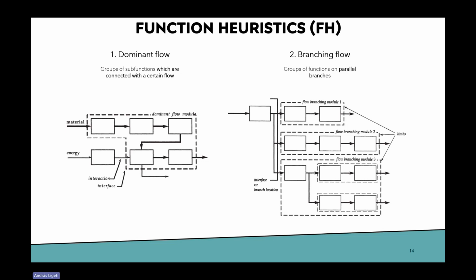The second one is the branching flow. It means that you have branches of flows, parallel branches. So here is one branch, here is another branch, here you have two sub-branches, and you are searching for this pattern in your functional model.